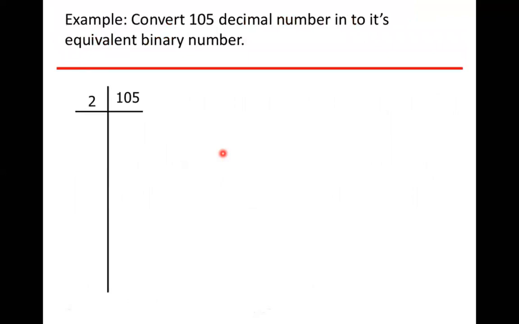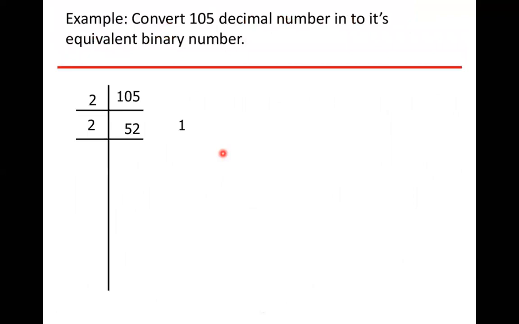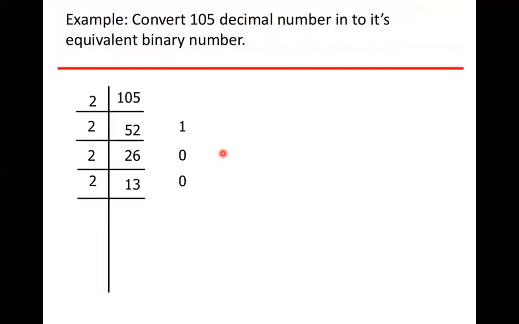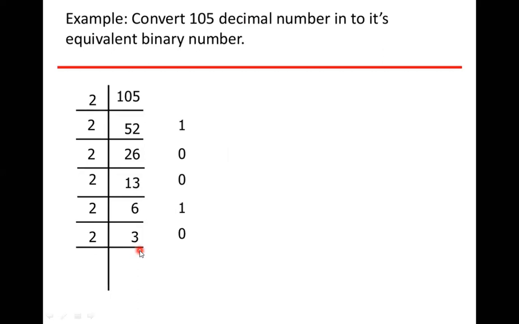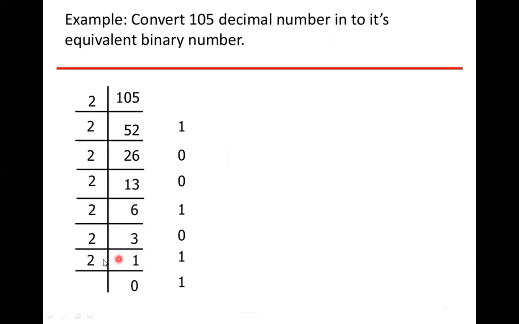Let's take the number 105, which should be converted into binary. What we need to do is divide it by 2. So it is 52, and 1 is the remainder. Again 52 should be divided by 2: 26, 0 is the remainder. Again divide by 2: 13, 0. Again 6, 1 is the remainder. Again divided by 2: 3, 0 is the remainder. Then you get 1 and 1. So again if you divide it, the remainder will be 1.